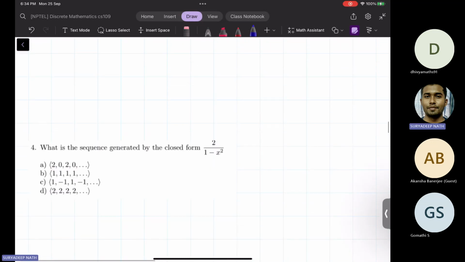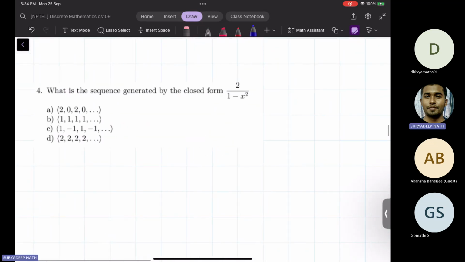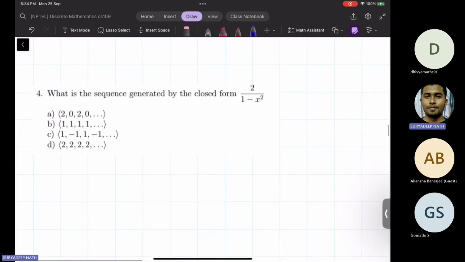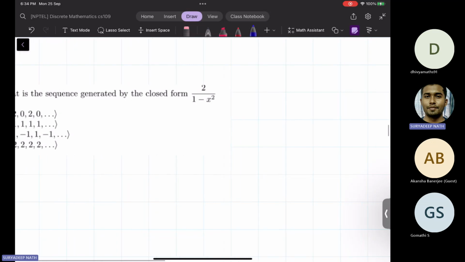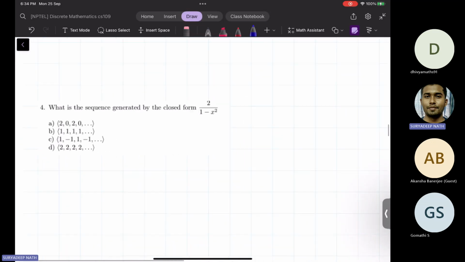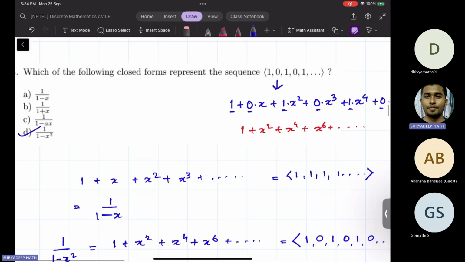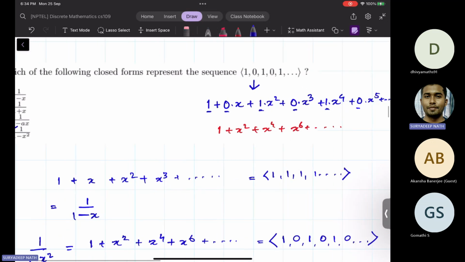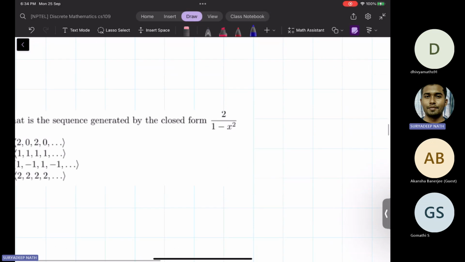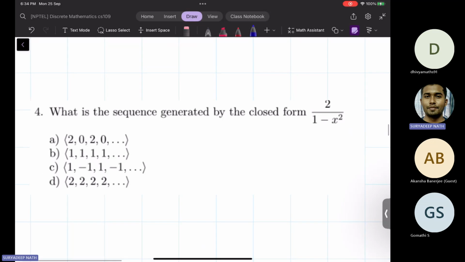Okay, coming to the next question. What is the sequence generated by the closed form 2 over 1 minus x squared? If you look at the previous question, 1 over 1 minus x squared generates the sequence 1, 0, 1, 0, 1, 0. So what does 2 over 1 minus x squared generate? What do you think? What is the answer? Can anyone take a guess?